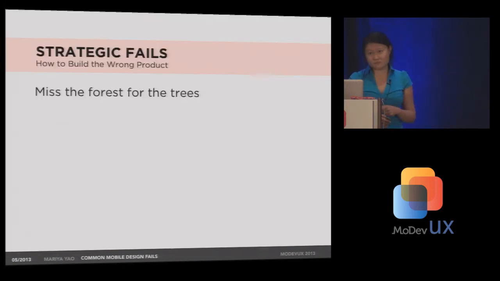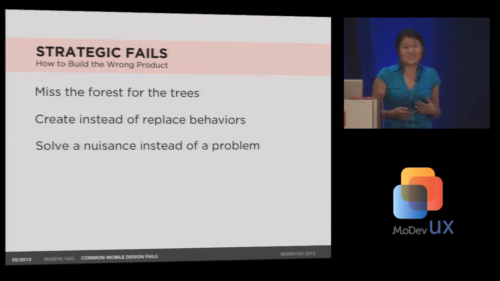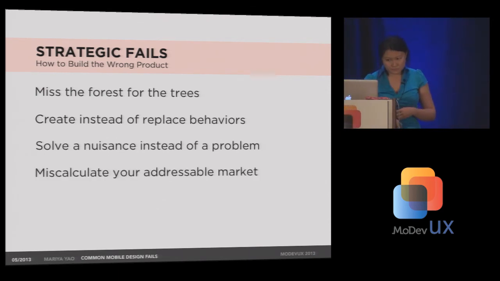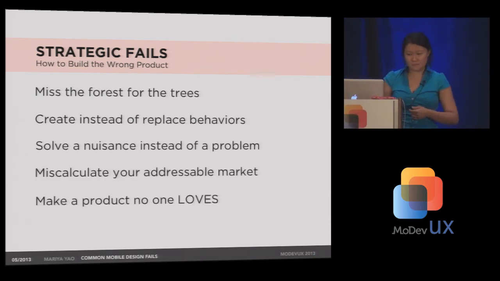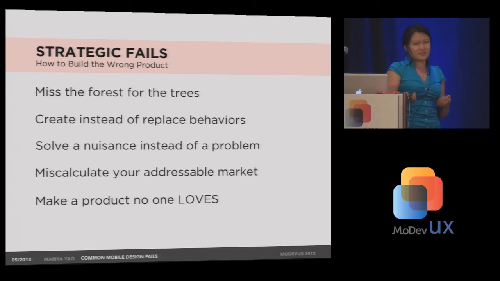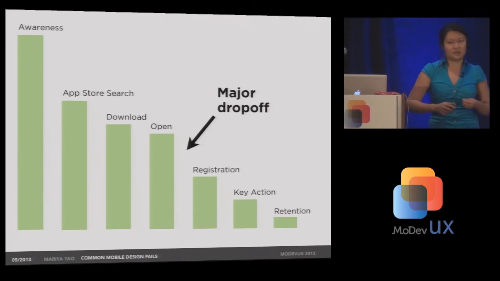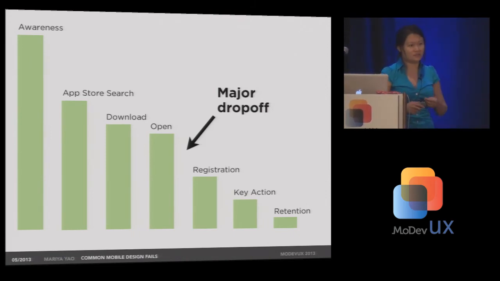So to review, the strategic fails are missing the forest for the trees, creating instead of replacing behaviors, trying to solve a nuisance with a 10% incremental solution, miscalculating your addressable market, and making a product that no one actually loves. But let's say, for example, that actually you have addressed these and you are building the right product. There's still a challenge because there's a major drop-off between opening an app for the first time and then registering or taking a key action. So let's explore some tactical failures that appear across a lot of mobile apps.